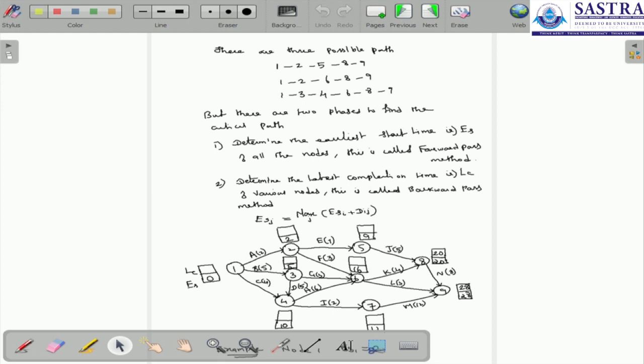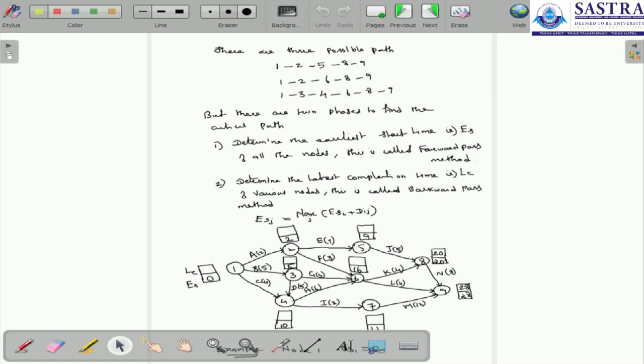So from the first node, the early start time starts with 0. There is no initial value, so the initial value starts with 0, and for the next activity, the early start time, which is 0, plus the duration. So there is only one activity here for 1 to 2, and there is one duration.